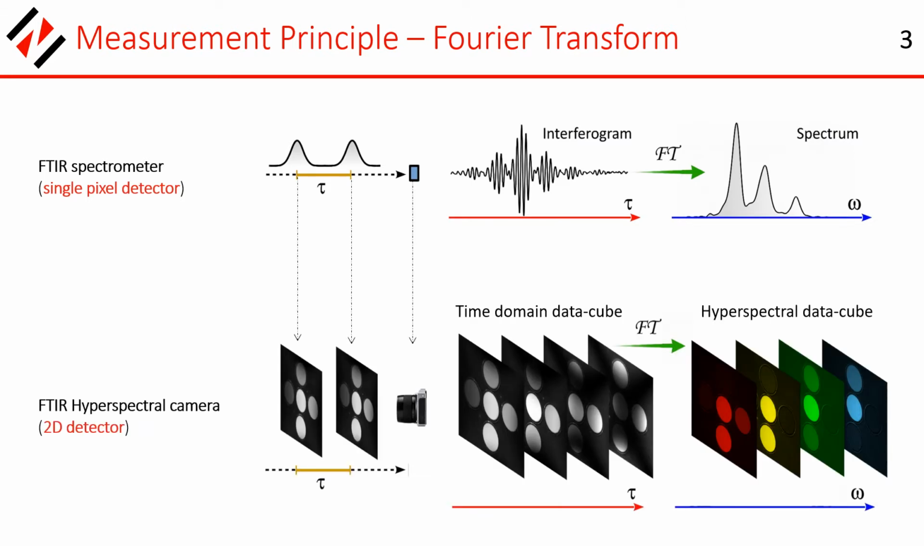Now, if we extend this working principle to the bidimensional case by replacing the single pixel detector with a bidimensional one, a time domain data cube as a function of tau is recorded at the bidimensional detector, and Fourier transformations for each pixel of the image provide the final hyperspectral data cube.